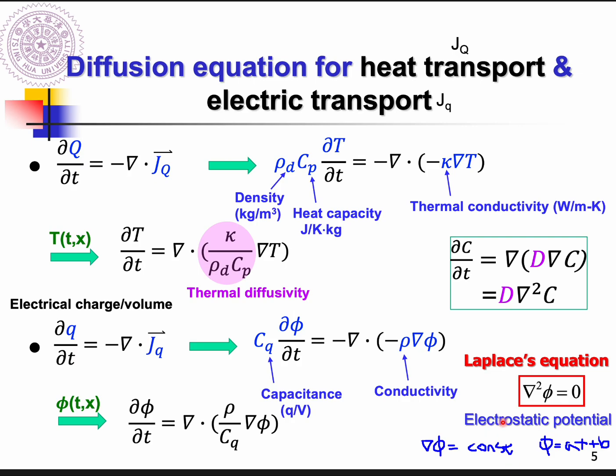And just a reminder, there's a Laplace equation and a Poisson equation. What's the difference between them? The Laplace equation means the electrical potential distribution does not change with time, and this implies what? There's no charge accumulation in our system. But if there is charge accumulation, the one we call is the Poisson equation.